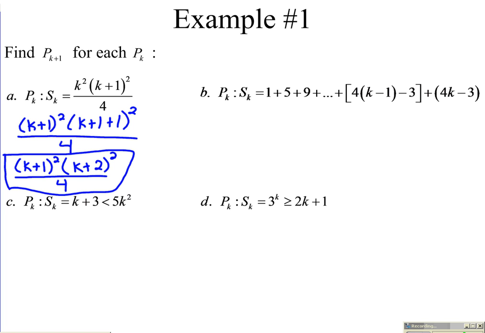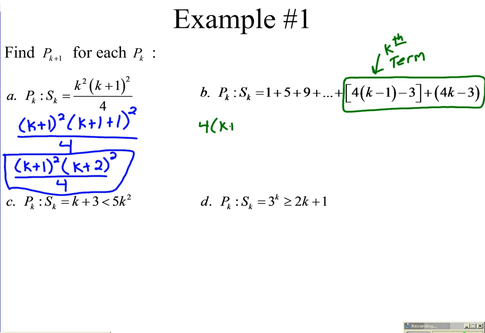Second one, we're going to do the same thing. 1 plus 5 plus 9 plus. That means this whole thing right here, since this is the sum of the first k integers, this represents our kth term, that whole thing. Obviously, that has not been simplified as much as could be, but we can still use that to find the next term. Put k plus 1 in. We get 4 times k plus 1 minus 1 minus 3 plus 4 times k plus 1 minus 3.